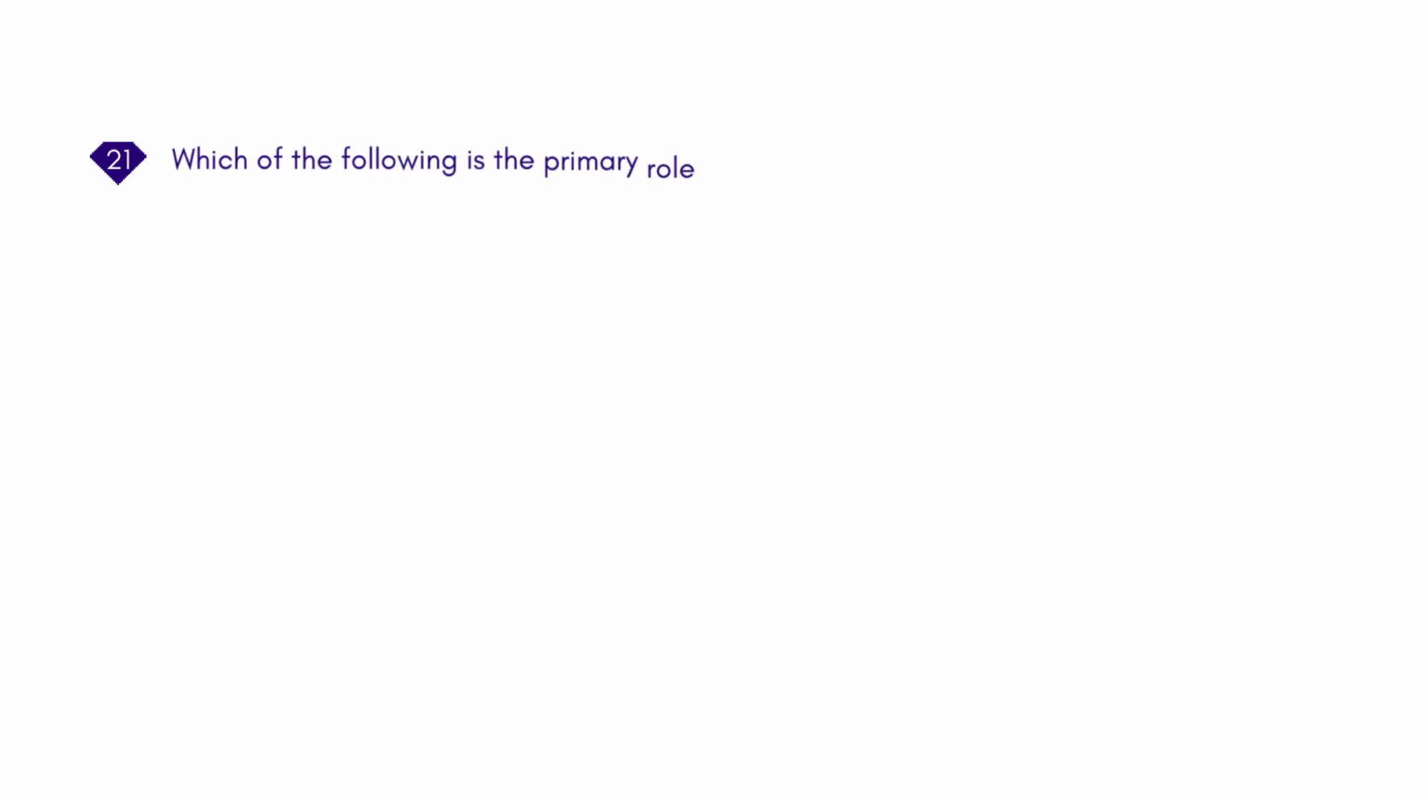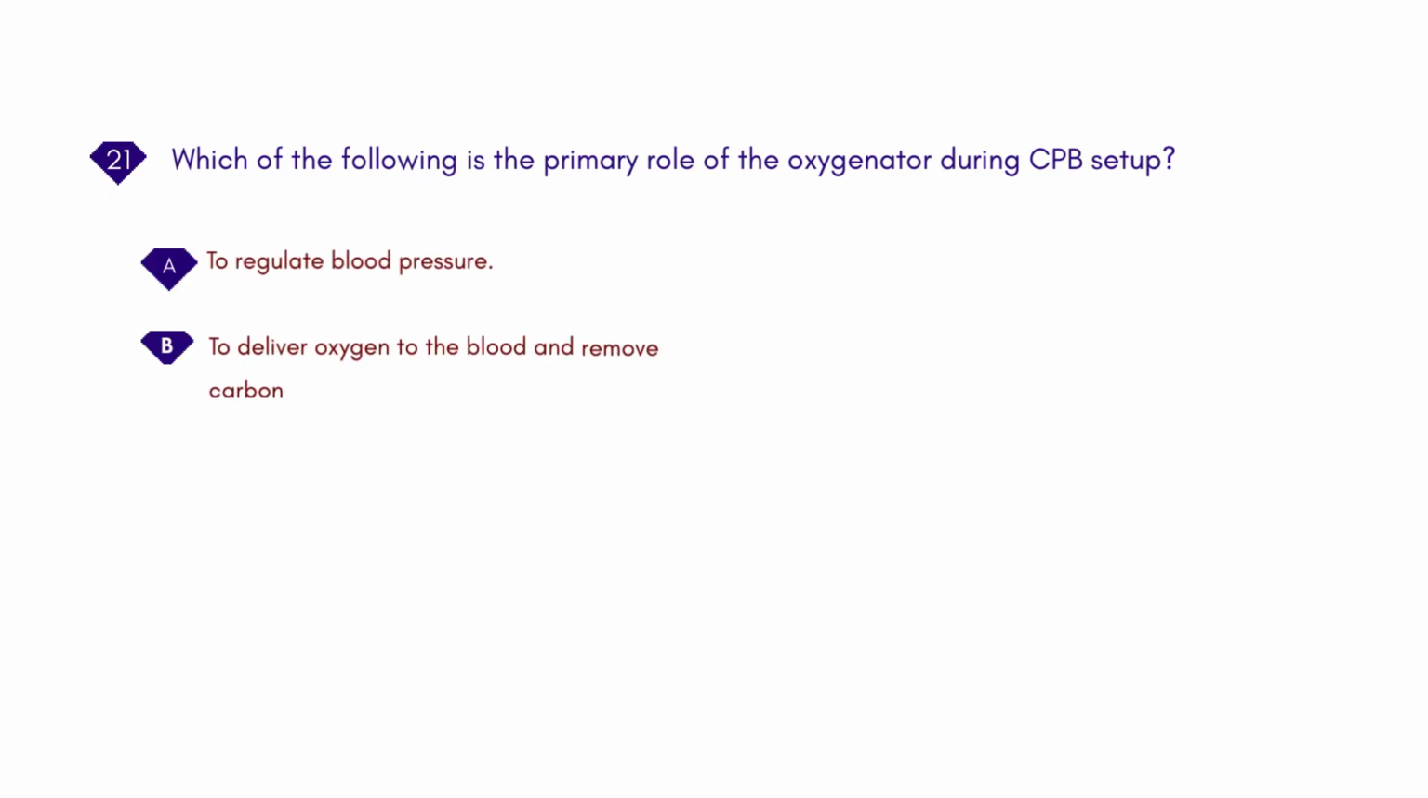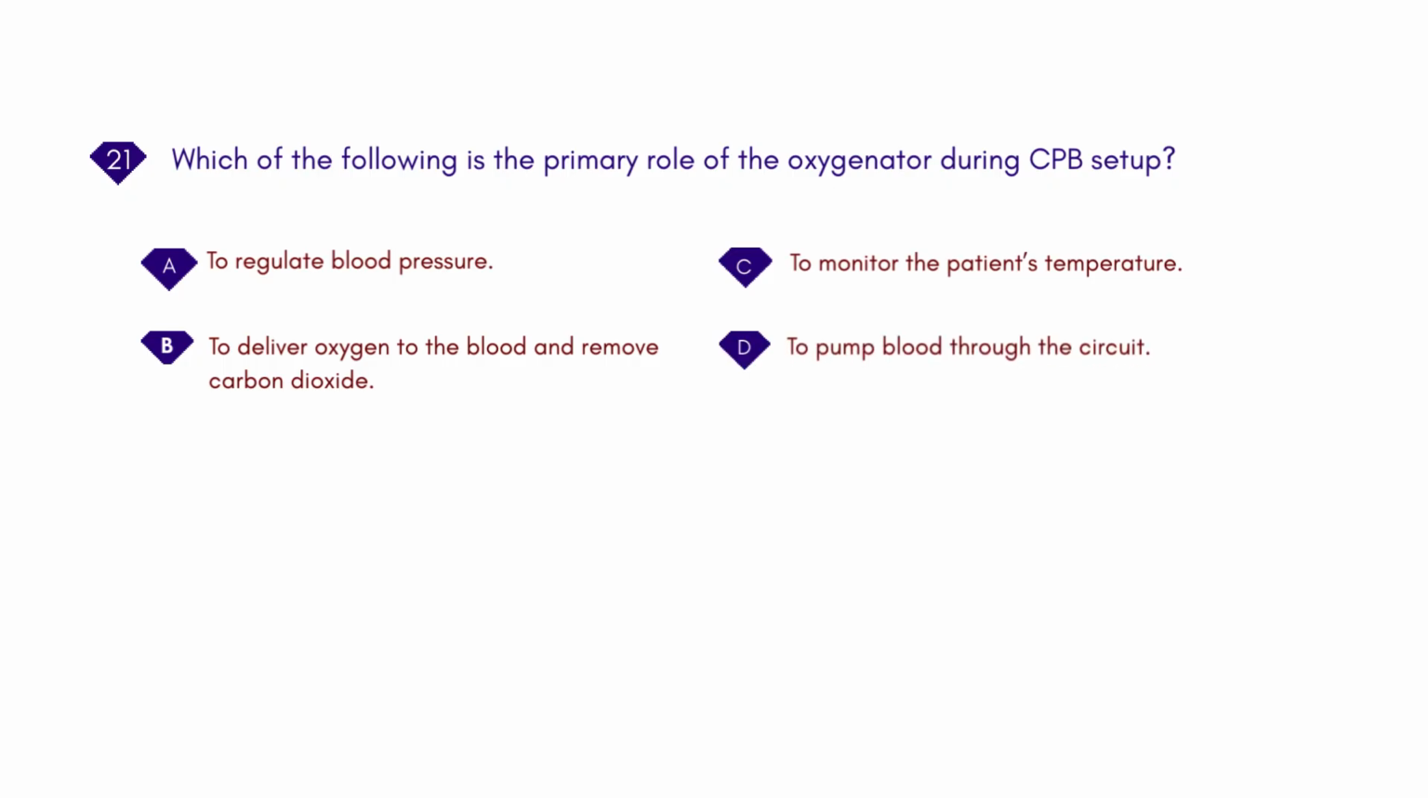Which of the following is the primary role of the oxygenator during CPB setup? A. To regulate blood pressure. B. To deliver oxygen to the blood and remove carbon dioxide. C. To monitor the patient's temperature. D. To pump blood through the circuit. Answer: B. To deliver oxygen to the blood and remove carbon dioxide.